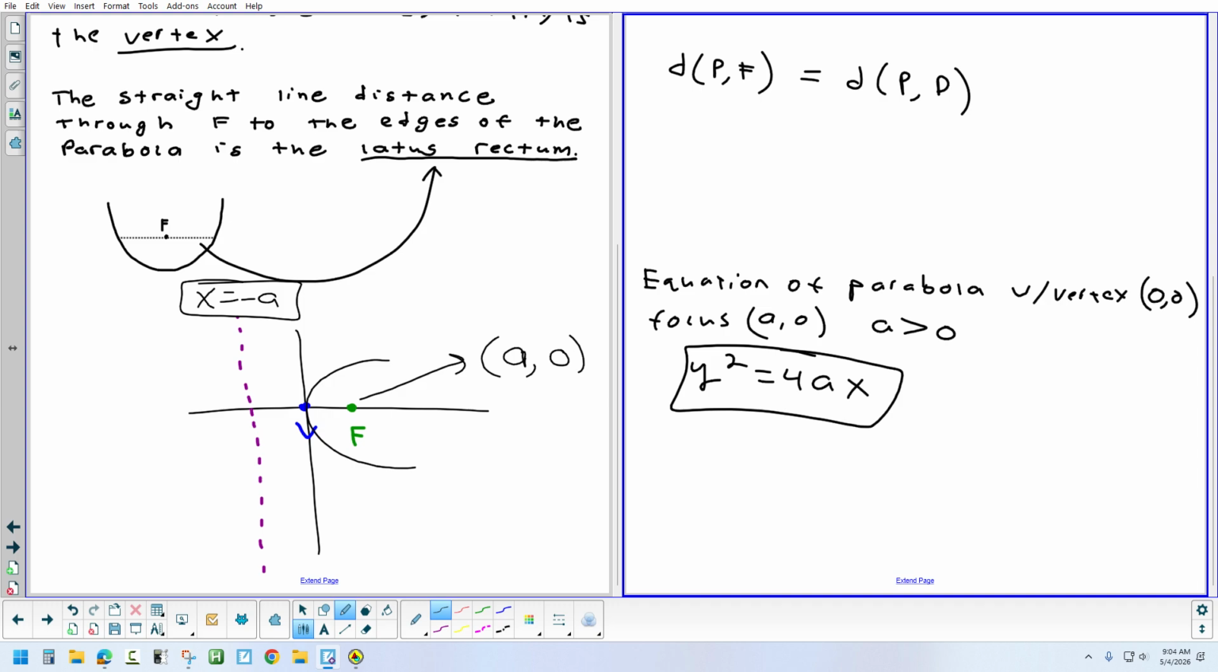Now, you can manipulate that. If you wanted to type this into the calculator, you can't type it in with y squared. You'd have to solve it for y. So I'm going to show you different ways you can write your final answer. But this is always going to be the equation that we use as we're working through a problem.